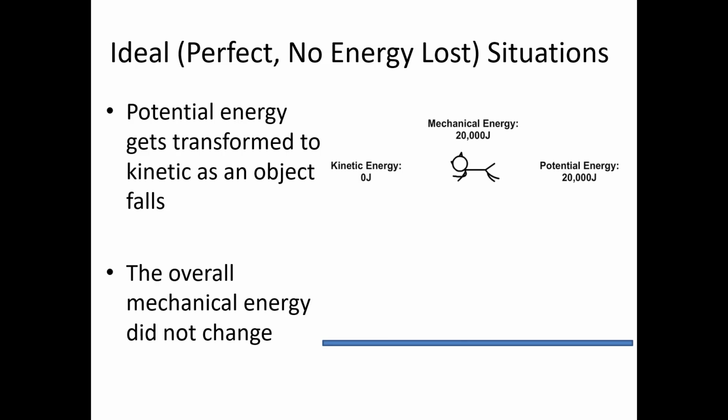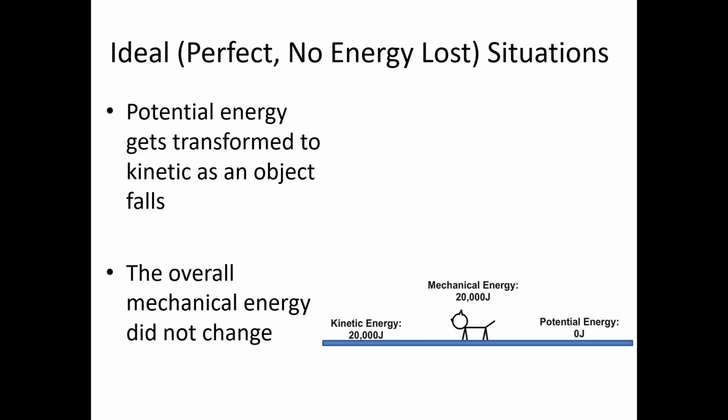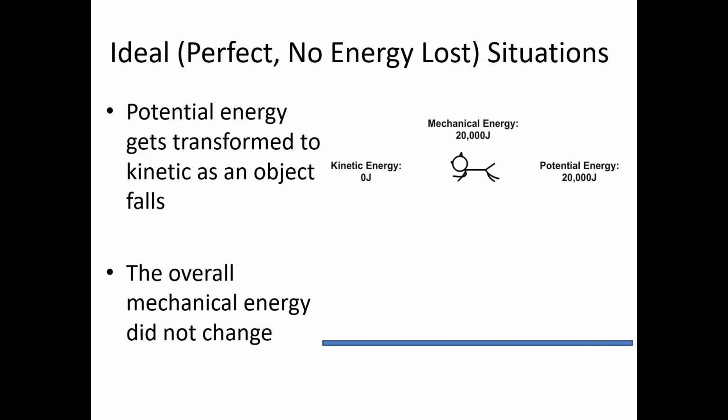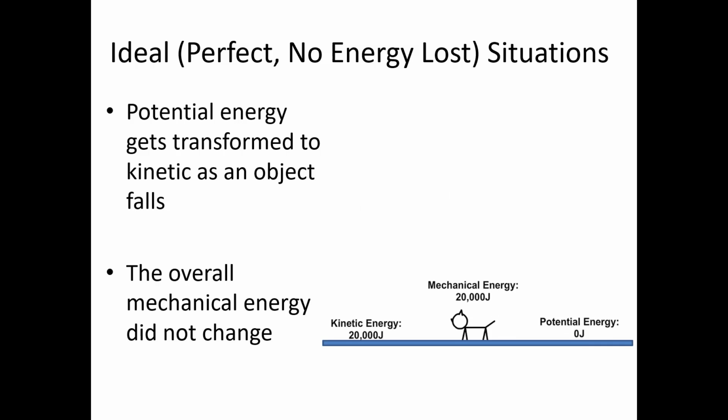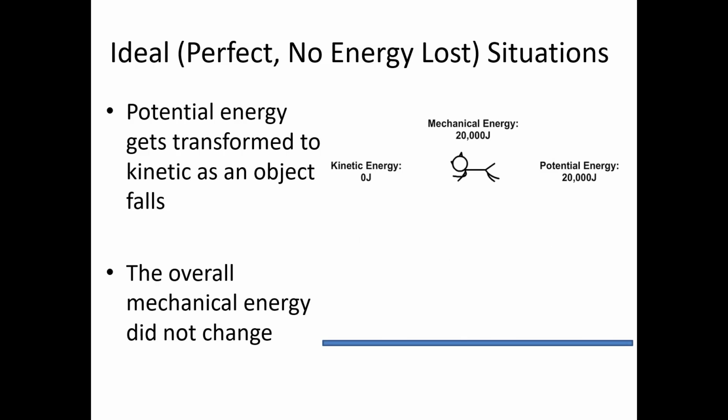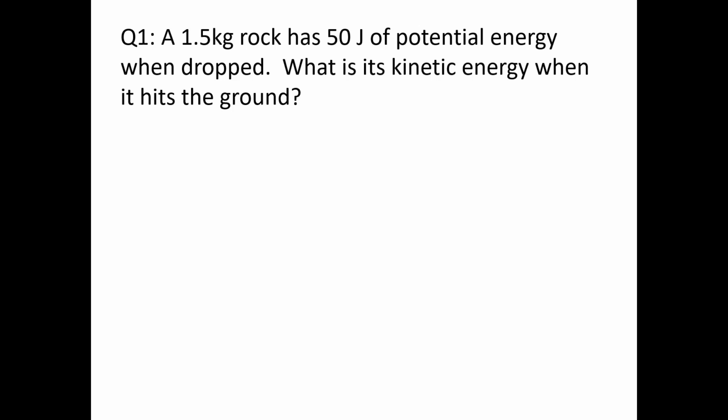So we start off with 0 kinetic, and you end up with 20,000 joules of kinetic energy. You start off with 20,000 joules of potential, and you end up with 0 because it all got converted from potential to kinetic during the fall. So let's look at these examples.